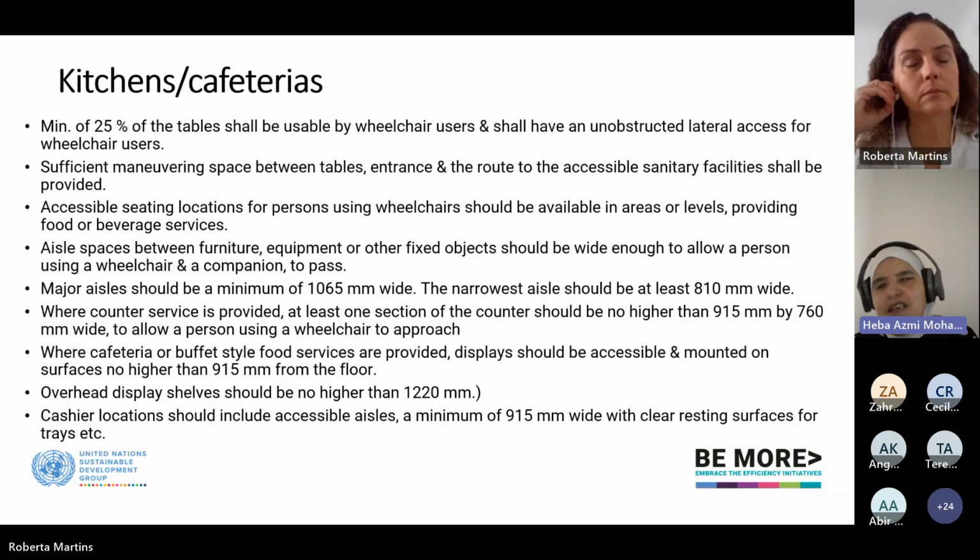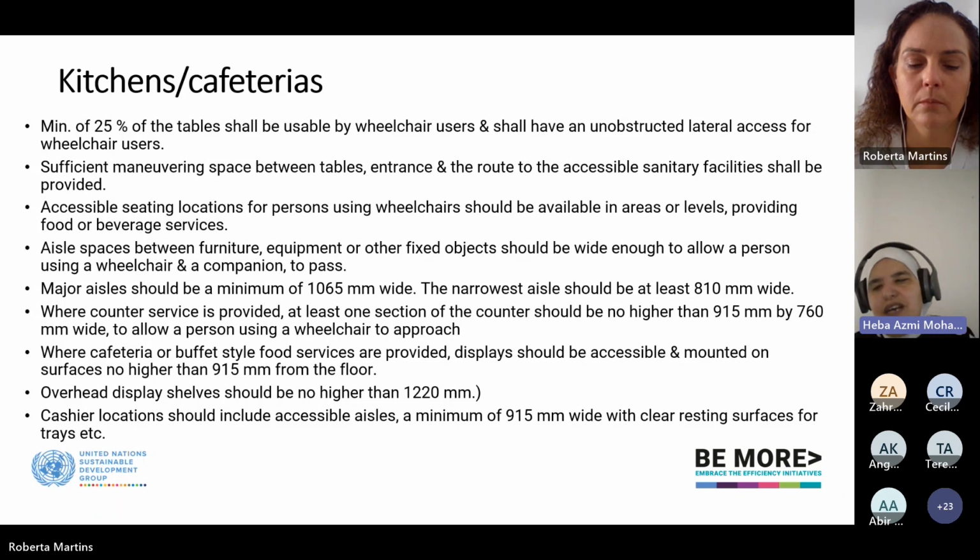In kitchens and cafeterias, a minimum of 20% of the tables should be usable by wheelchair users and should have unobstructed lateral access for wheelchair users, with sufficient maneuvering space between tables and the entrance and the route to the accessible sanitary facilities should also be available.